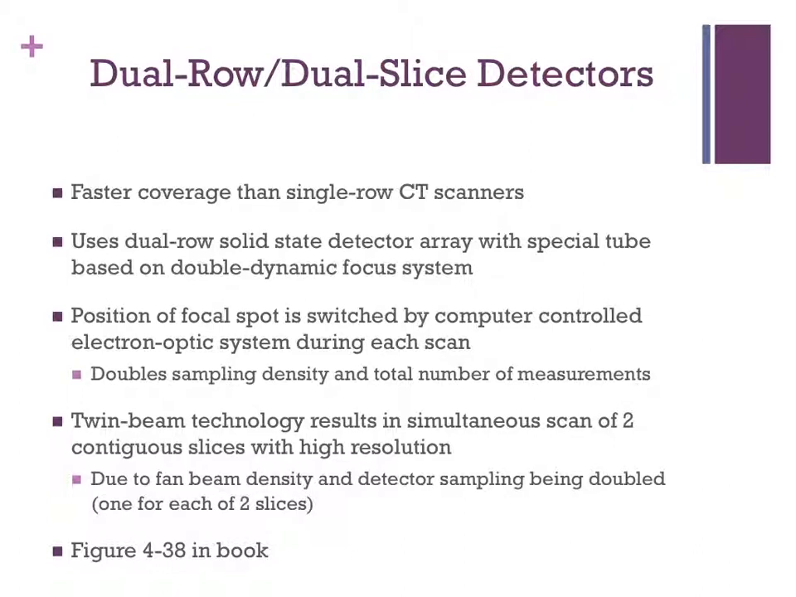This technology uses a dual-row solid-state detector array coupled with a special X-ray tube based on a double dynamic focus system. The dynamic focal spot is where the position of the focal spot is switched by a computer-controlled electron-optic system during each scan to double the sampling density and the total number of measurements. Twin beam technology results in the simultaneous scan of two contiguous, or touching, slices with excellent resolution, since the fan beam, ray density, and detector sampling are doubled, one for each of the two contiguous slices.